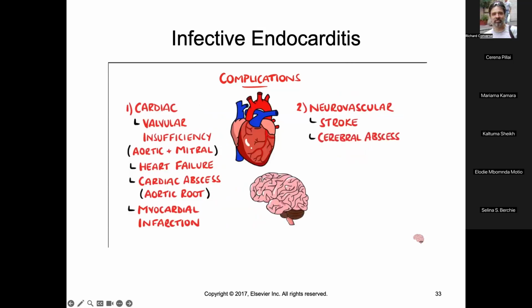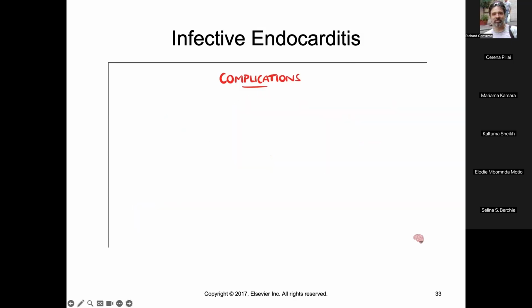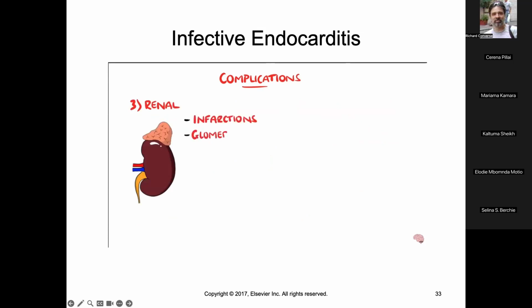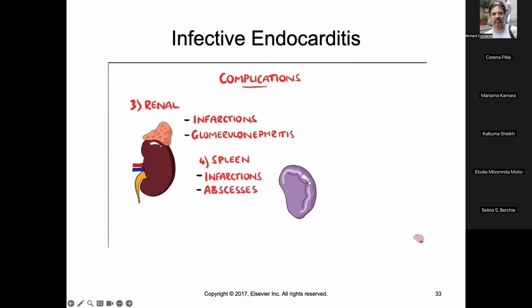The central nervous system is commonly affected, including ischemic and hemorrhagic strokes and the formation of cerebral abscesses. Mycotic aneurysms, which are aneurysms caused by infection of the vessel wall, can form throughout the body's vasculature, but they are particularly common in the cerebral vessels. Emboli can travel to the kidneys and cause renal infarctions, and immune complexes formed to the emboli can deposit in the kidneys, causing glomerulonephritis. The spleen is also a common site of embolization, leading to infarction and abscess formation.